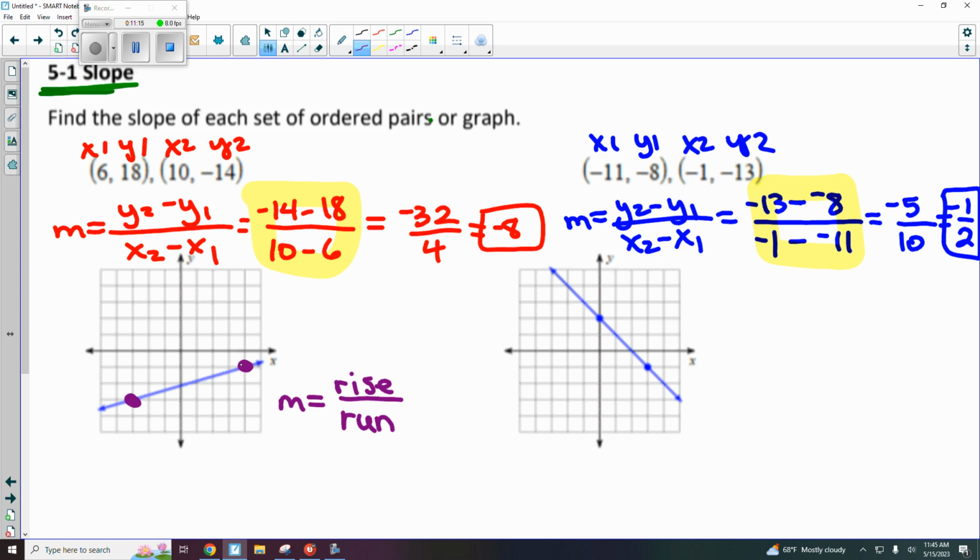And we kind of make a triangle out. So we're going to count up 1, 2. So the rise is 2. Over the run is 1, 2, 3, 4, 5, 6, 7. And we're good. That's your answer. 2 over 7. Can't reduce.